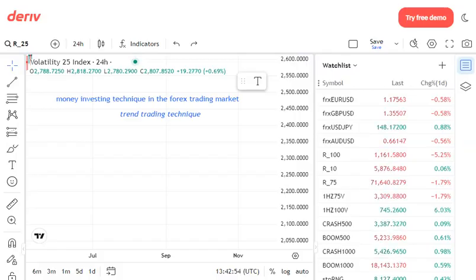Okay, we're reading on. It says the forex market operates 24 hours a day, 5 days a week, beginning with the Asian markets on Monday and closing after the New York session on Friday. So this is saying the forex market operates 24 hours a day, 5 days a week, beginning with the Asian market on Monday and closing after the New York session on Friday. So in my next video, I'll be teaching you guys about different trading sessions in the forex market.